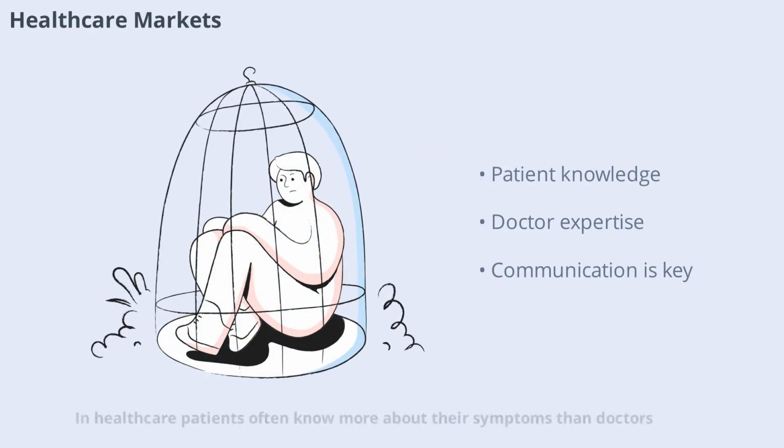In healthcare, patients often know more about their symptoms than doctors, but doctors have more medical knowledge. This two-way information asymmetry can complicate diagnosis and treatment. Effective communication and thorough medical records help bridge the gap and improve outcomes.